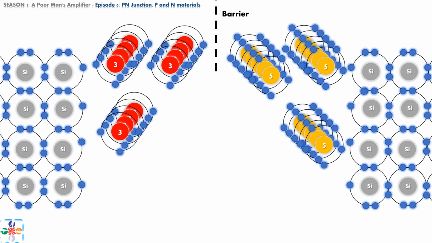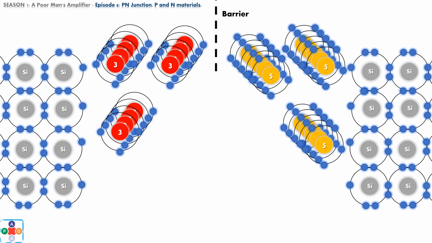Previously, we have shown how p and n-type materials are made. A silicon or germanium crystal is doped with trivalent and pentavalent atoms, in order to create n-type and p-type material, respectively. Now, let's see what happens when p and n-type materials are produced on a single piece of silicon crystal.